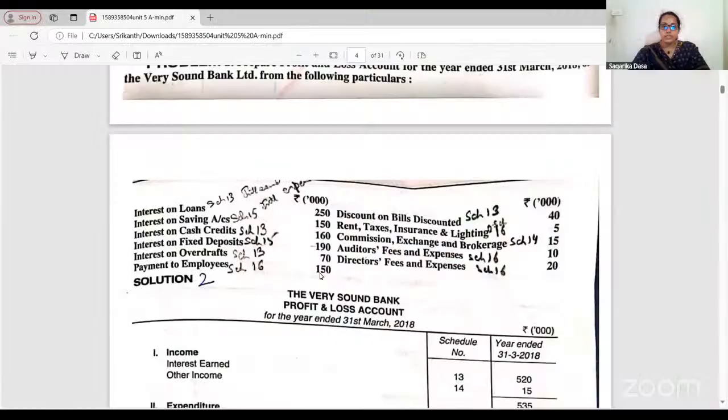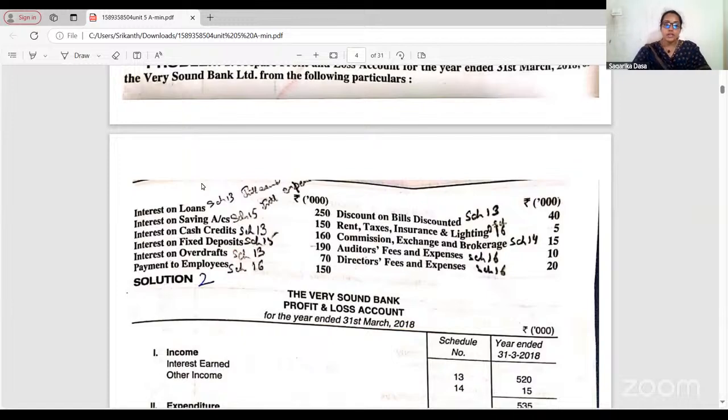P&L account information is given to us. Interest on loan. Now, when you get such a type of question in the paper, the first thing is you have to analyze which transaction goes under which particular schedule. As I explained in the previous class, in bank accounts, we have schedules from 1 to 12 in the balance sheet, and from 13 to 16 in the P&L account. First, we have to prepare the P&L account, then only we can prepare the balance sheet.